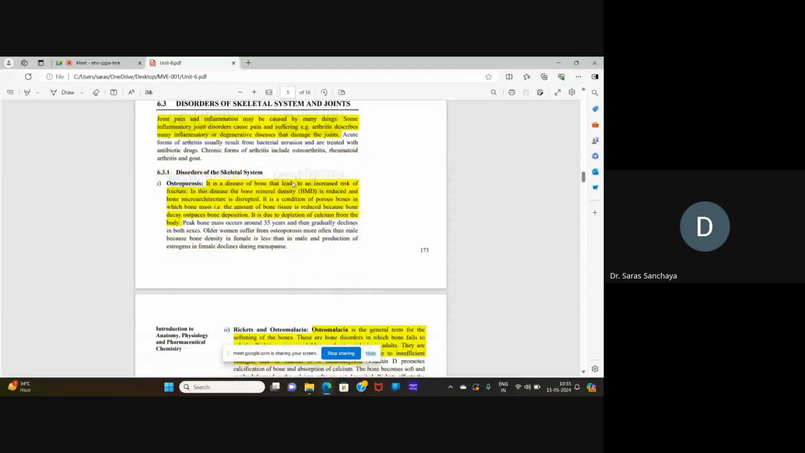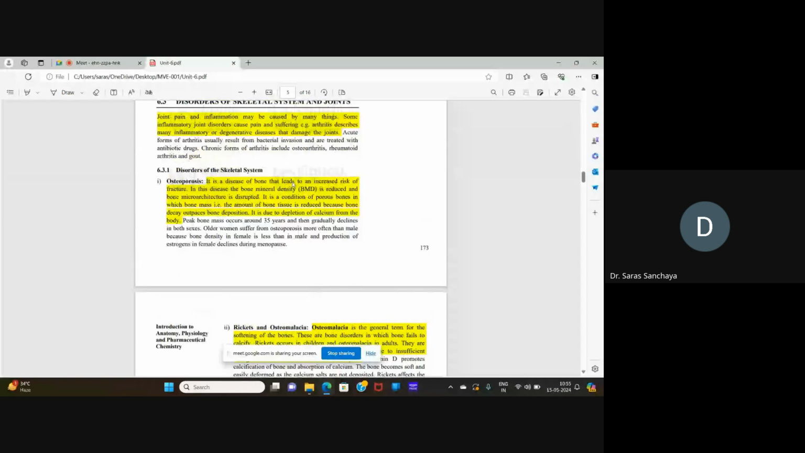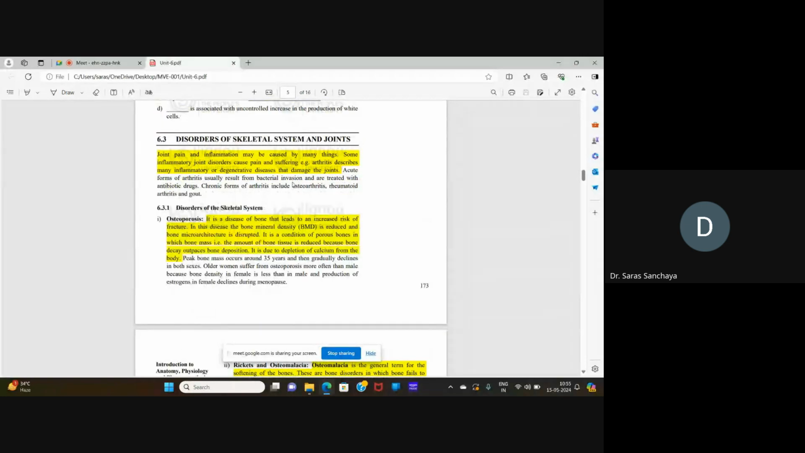Then disorders of skeletal system. Osteoporosis. It is a disease of bone that leads to an increased risk of fracture. In this disease, the bone mineral density is reduced and bone microarchitecture is disrupted. It is a condition of porous bones in the bone mass, that is the amount of bone tissue is reduced because bone decay outpaces bone deposition. It is due to depletion of calcium from the body.